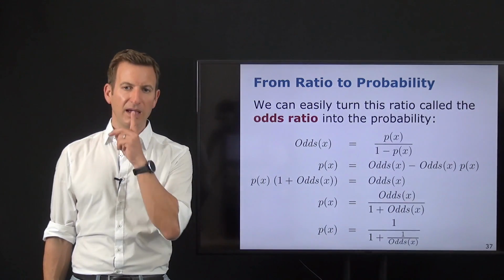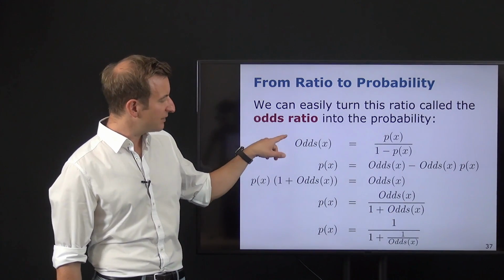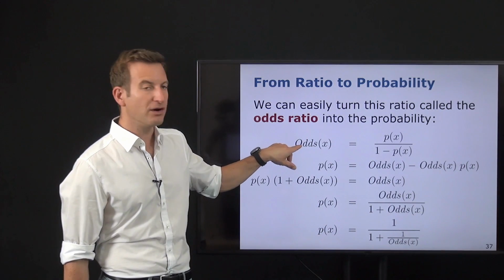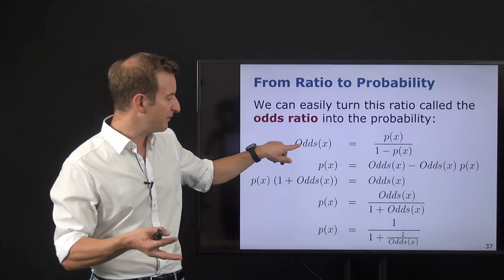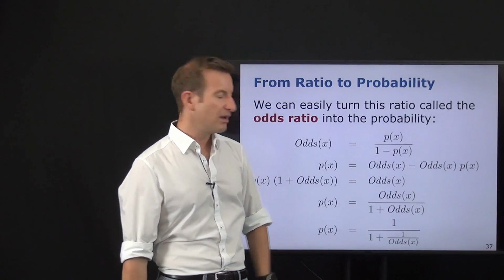Okay, so that's interesting, because what it allows me to do is, given I have the odds, and the odds is something that I actually computed before, turn that back into the probability with this simple equation, odds divided by 1 plus odds.